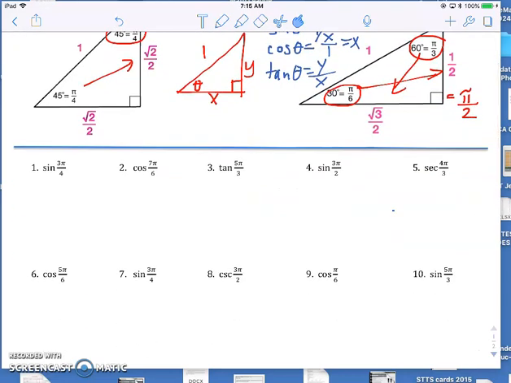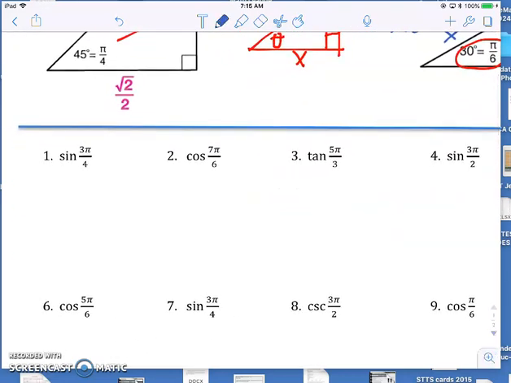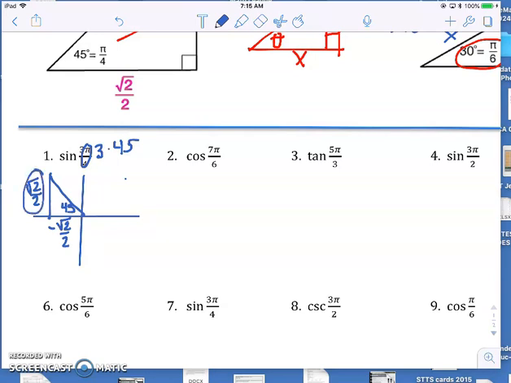So let's take a look at a couple of these here. So the sine of 3 pi over 4. So let's see. I know that's 45, so this is 3 times 45. So what quadrant would 3 45 angles be? We'd have 1, 2, 3. So we know that's 45. So opposite 45 is root 2 over 2. This one would be negative root 2 over 2. We know sine is our y value, so our answer is root 2 over 2.